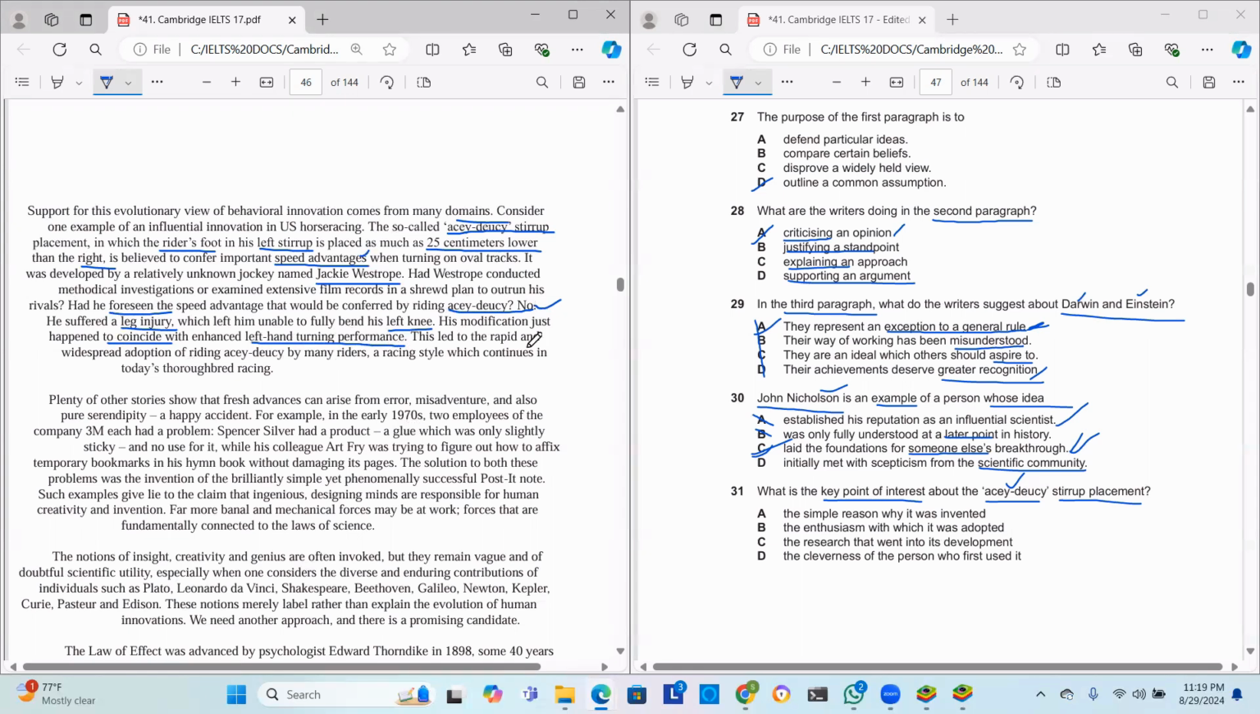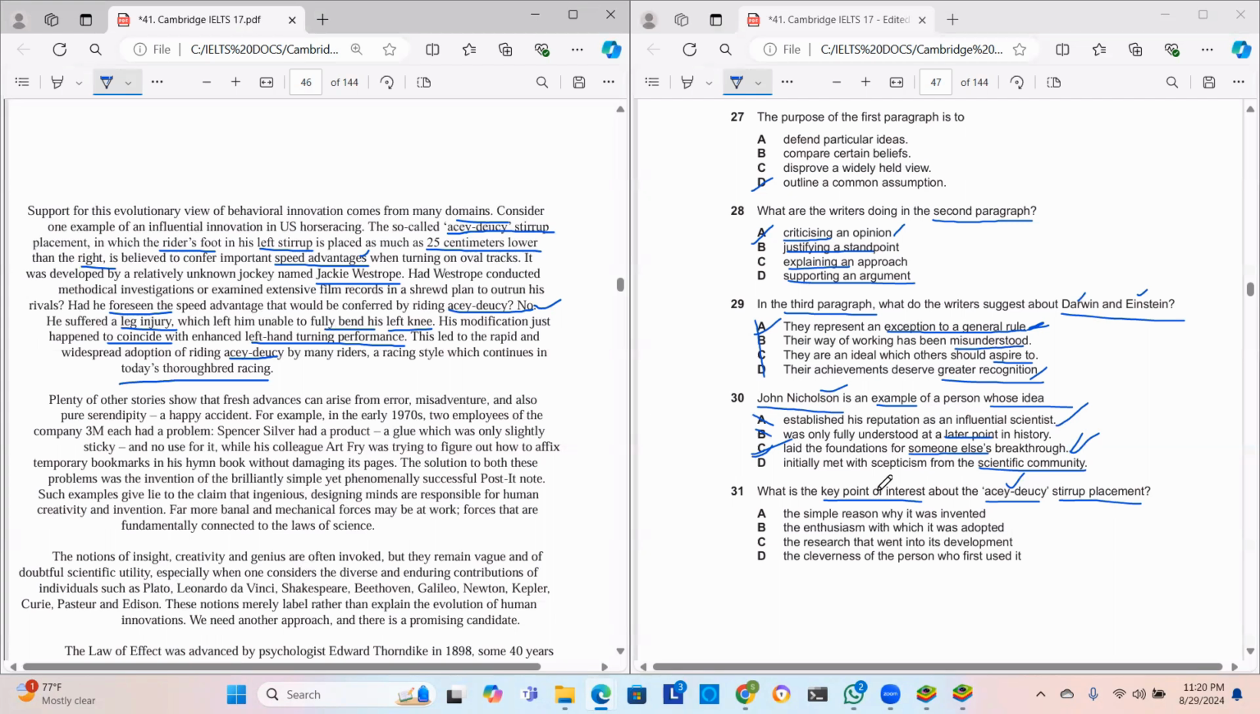Okay. So this was not an experiment. He had a leg injury. Because of that, he placed his left knee lower, like 25 centimeters lower than the right one, right? So this led to the rapid and widespread adoption of the riding ACDC by many riders, and a racing style which continues in today's thoroughbred racing. Okay. So this invention, he did not do any experiments or investigations, right? Because he had a leg injury, he was unable to fully bend his left knee, right? So his modification just happened to coincide with the enhanced left hand turning performance.